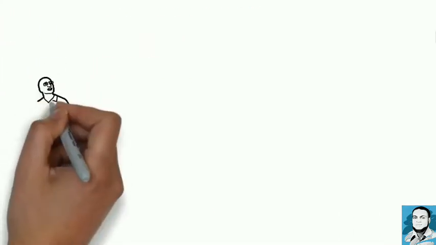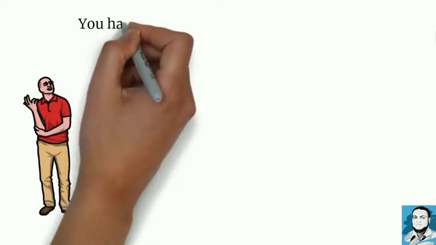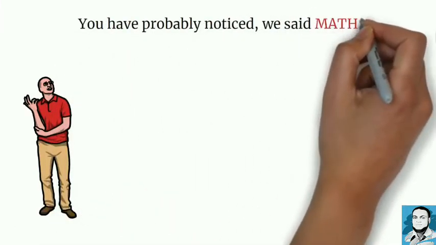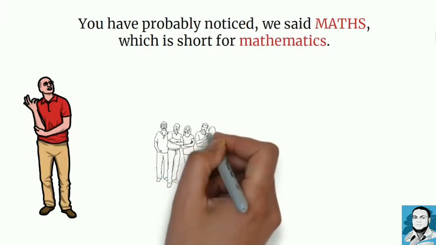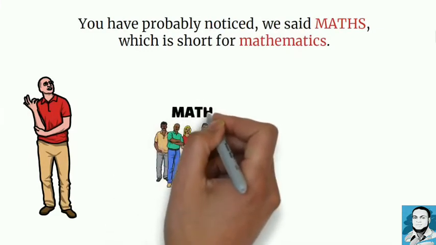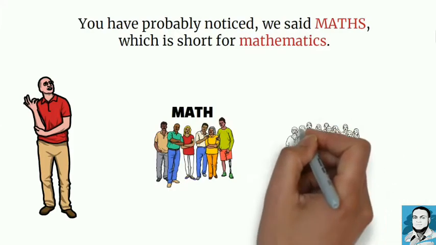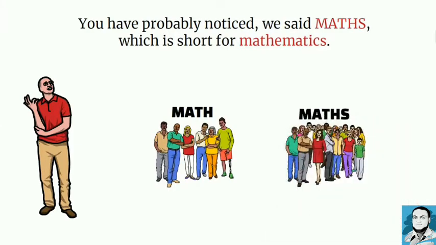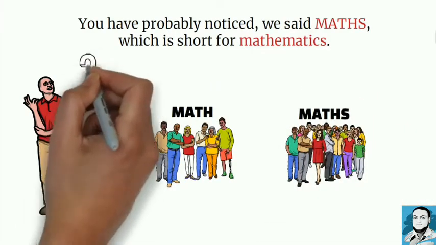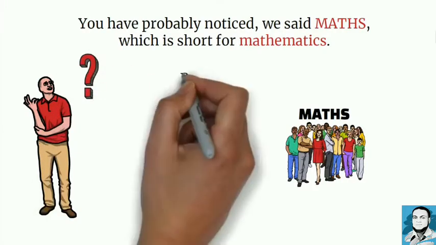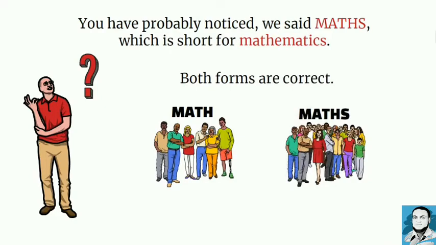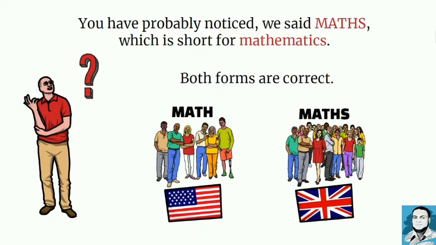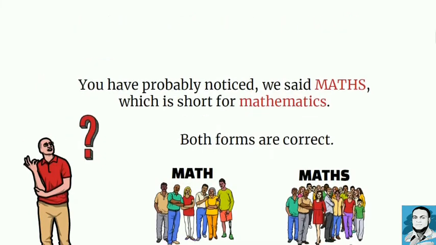Before we start, we would like to explain something that you have probably noticed. We said maths as a short form for mathematics. You may wonder why other people say math as opposed to maths, and you don't know which one is correct. Be assured that both forms are correct. However, math is more common in American English and maths is used in British English.